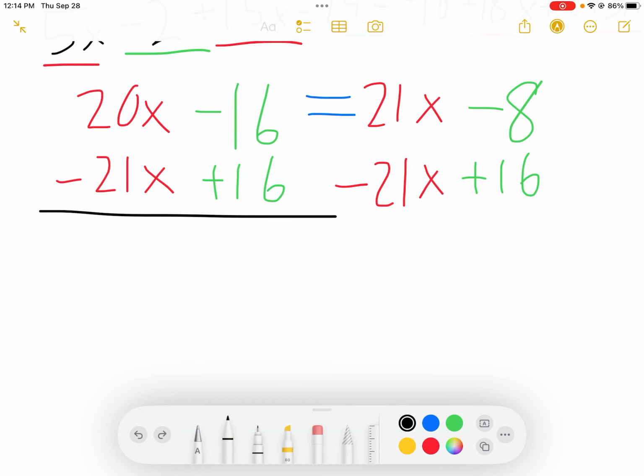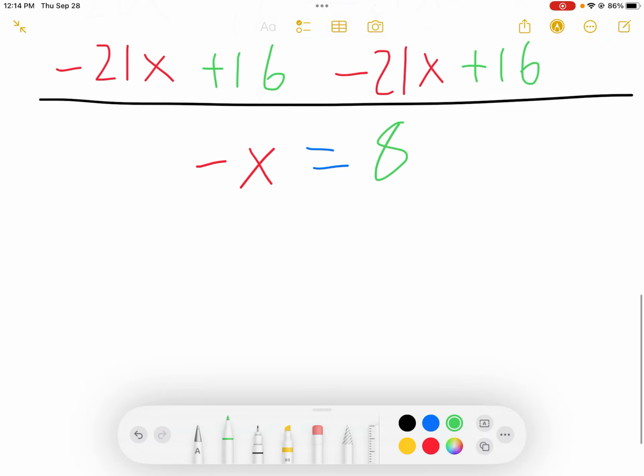Total up. What do we get here? We get 20 minus 21, that's negative 1. So this is negative x equals, and then we're left with only constants over here. Negative 8 plus 16 is positive 8. Negative x equals 8. And if negative x is 8, then x is negative 8.